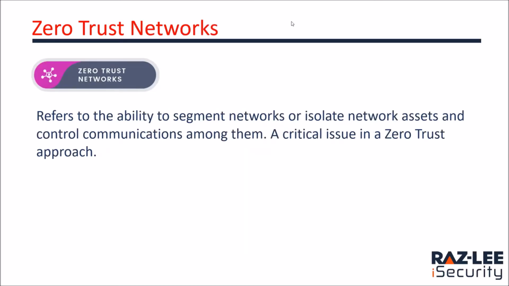The network. This is the ability to segment a network or isolate something in the network and control the communication inside the network. This is quite critical. Why? Because you cannot have a zero trust architecture if you don't use a firewall. So the first step is to know your device. The second step is to use encryption. The third step is to use a firewall.